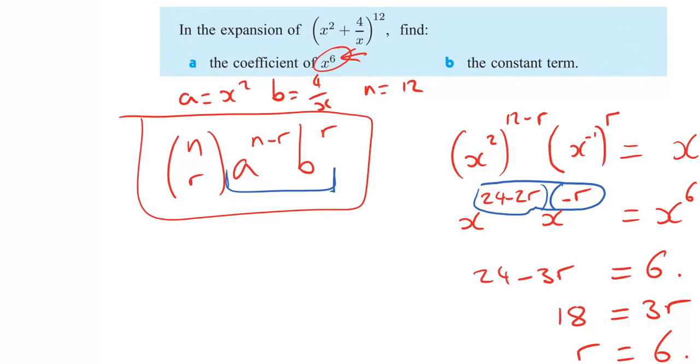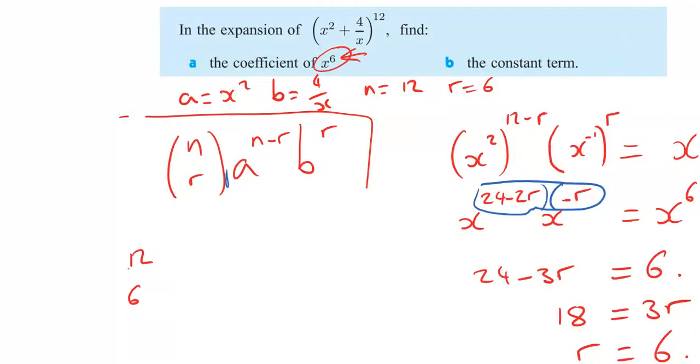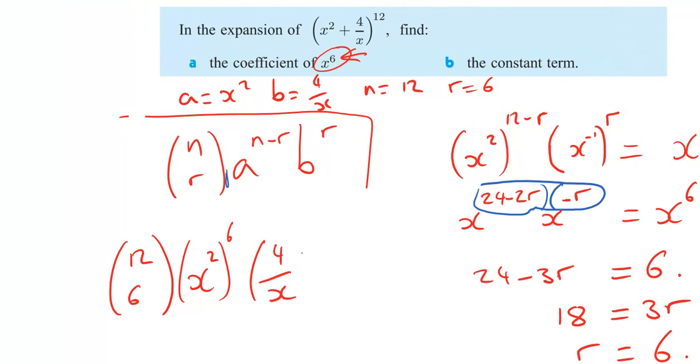So going back to this generic term, we've got our r value now, which is 6. Let's write that down: r equals 6. We can now put everything in to get the answer we need. So nCr is going to be 12C6. We're going to have x squared to the power of 12 minus 6, to the power of 6. We don't need to worry too much about x's at the moment because we're only asked to find the coefficient. But we've also got that 4 to worry about. So we're going to have 4 over x to the power of 6 as well.